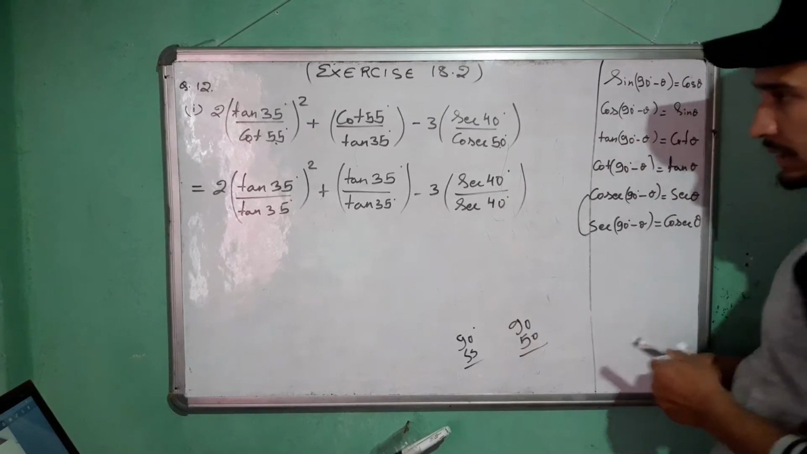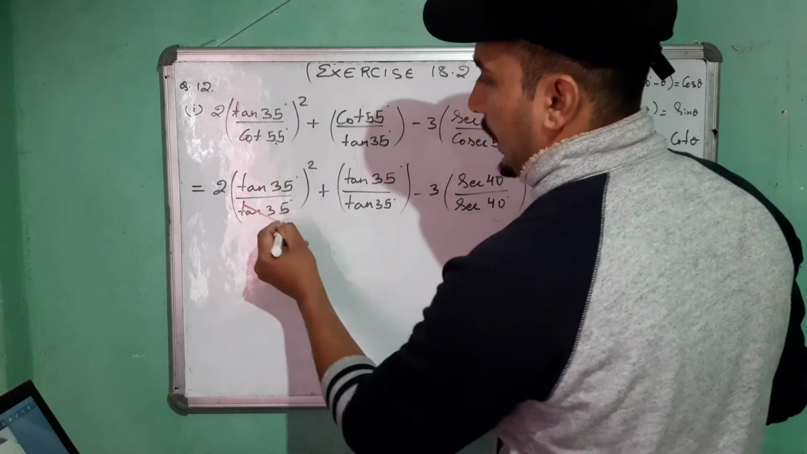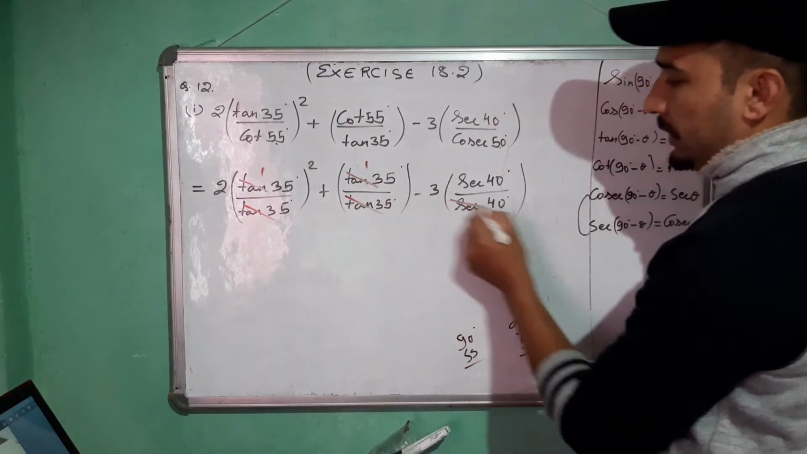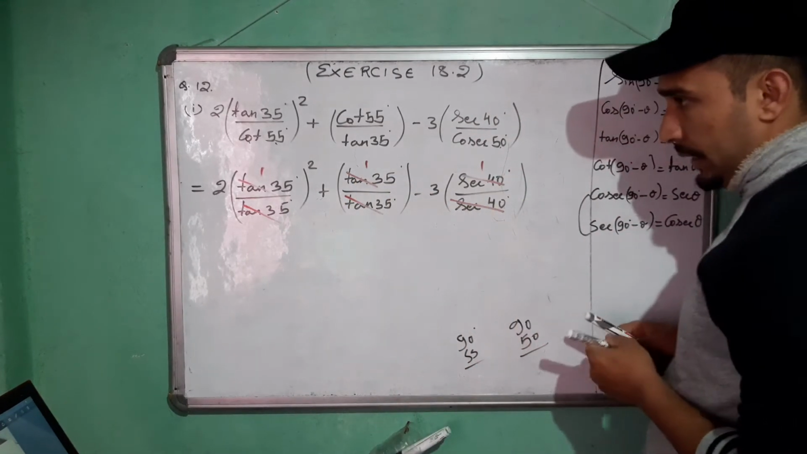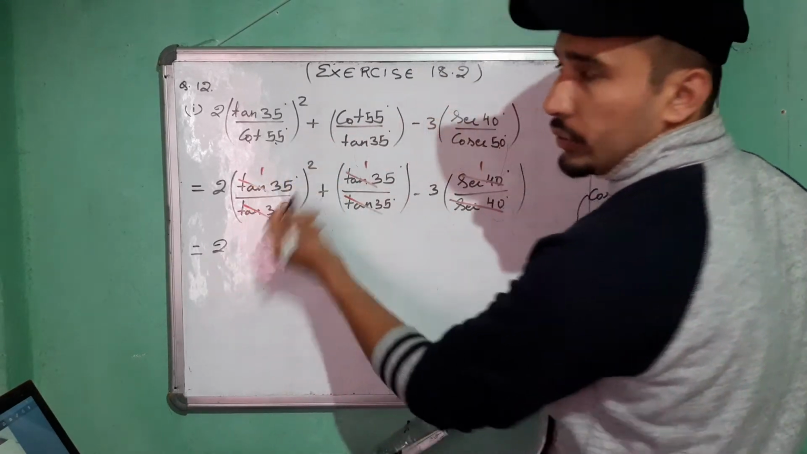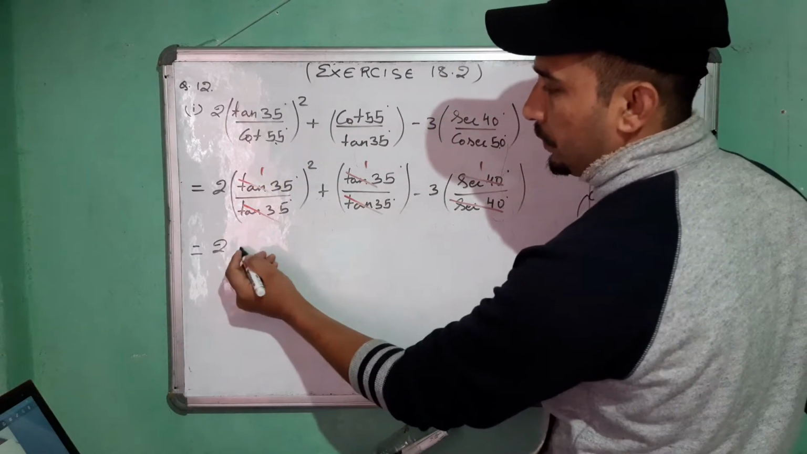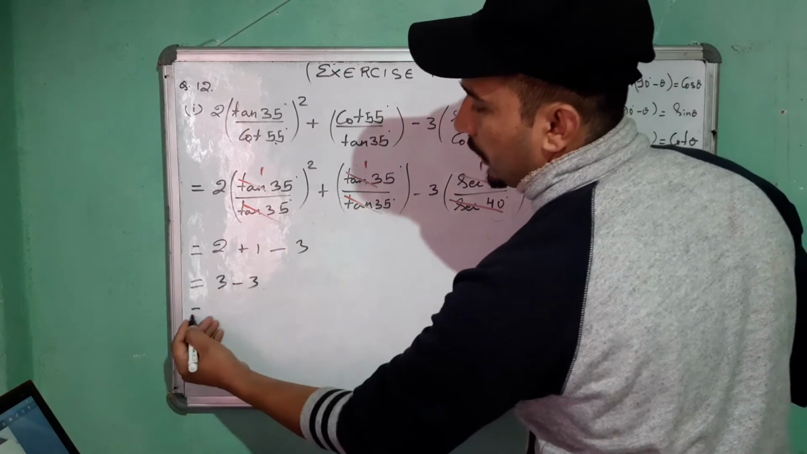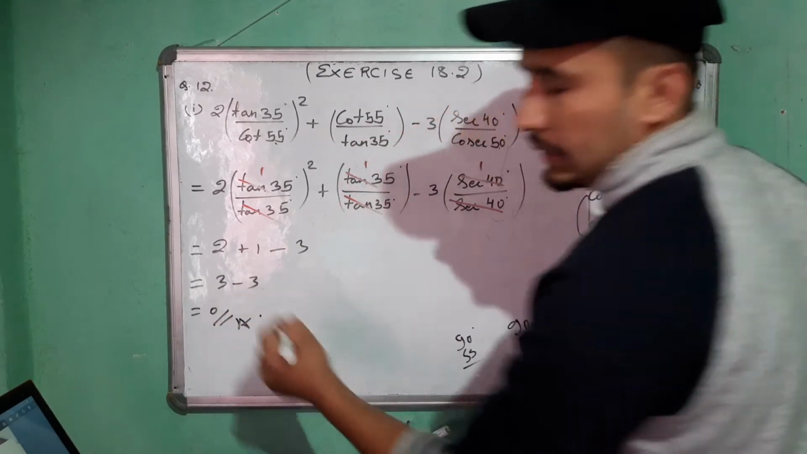Now you can do the cancellation. This and this get cancelled one time. This and this also get cancelled one time. This and this also get cancelled one time. So 2 into 1. 1 square is 1. So 2 into 1 is 2, plus 1, minus 3. 2 plus 1 is 3, minus 3. It will be 0. So your answer is 0.